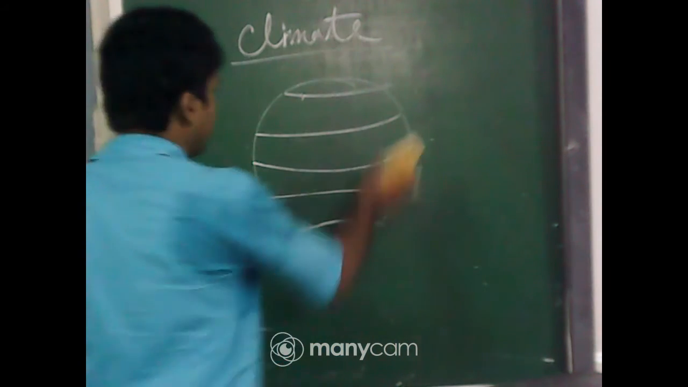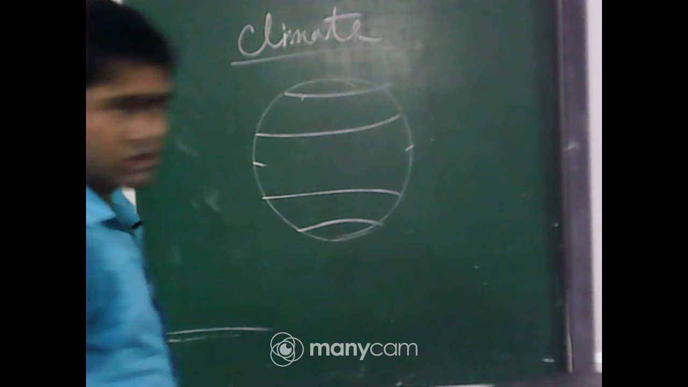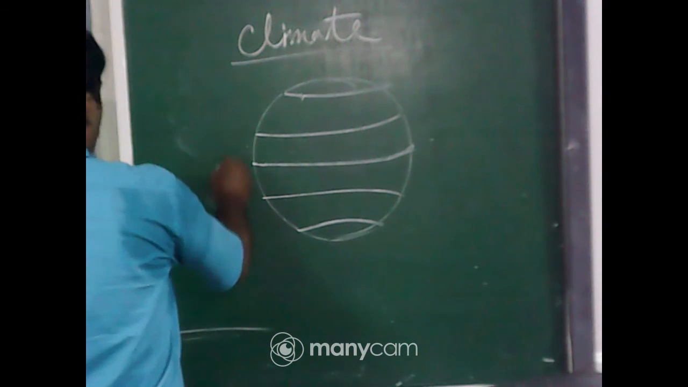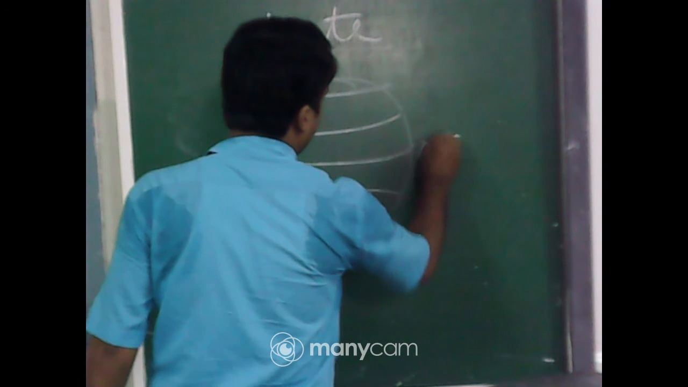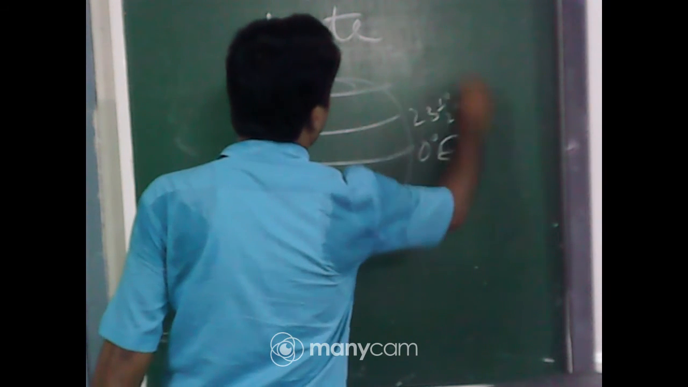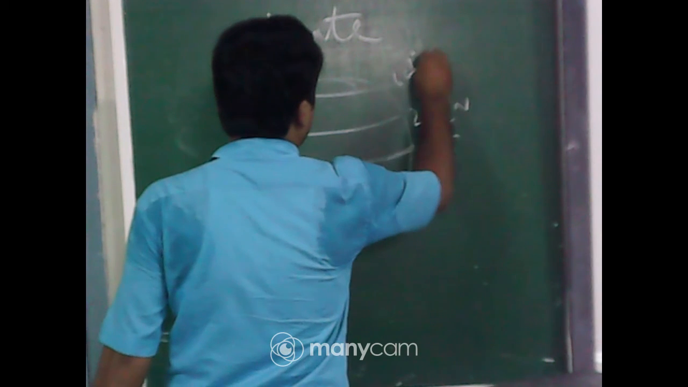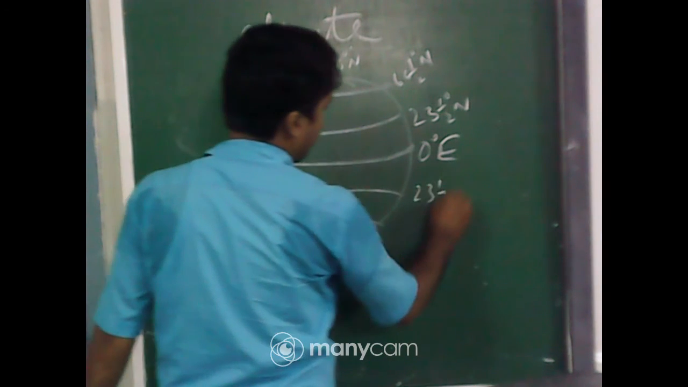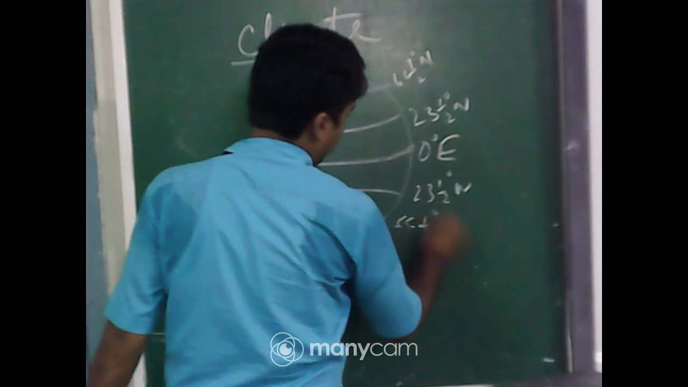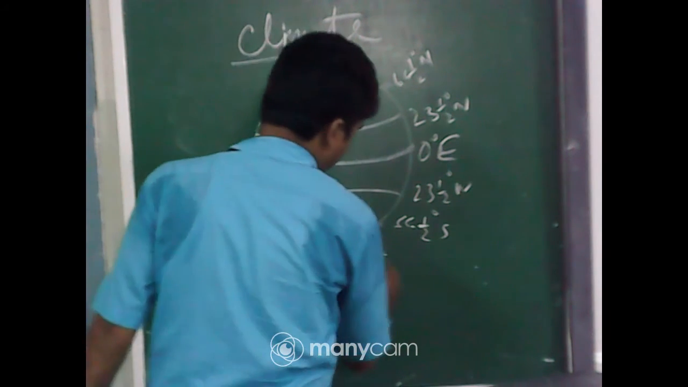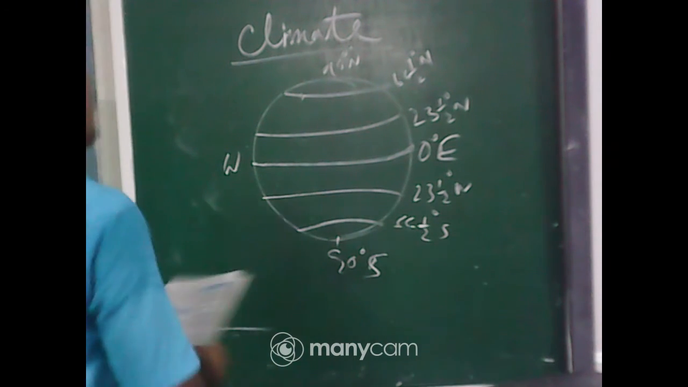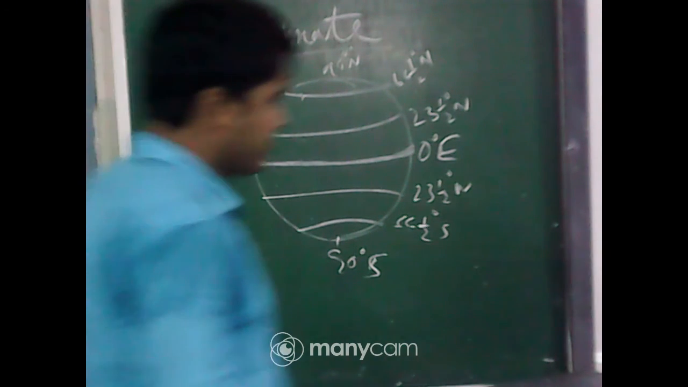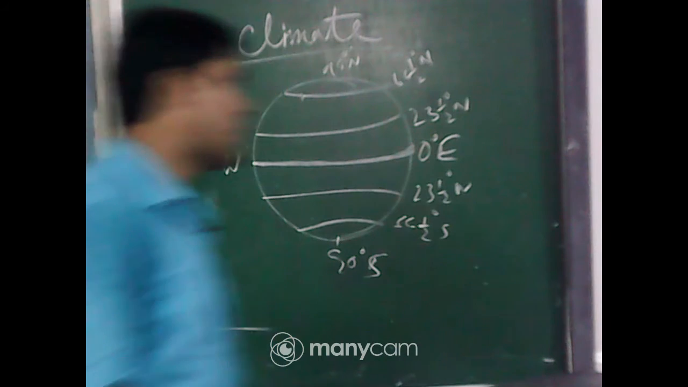Imaginary horizontal lines. Okay. So, an imaginary horizontal line which passes from west to east. Students, listen. From the equator, so the equator is also a latitude, you know.